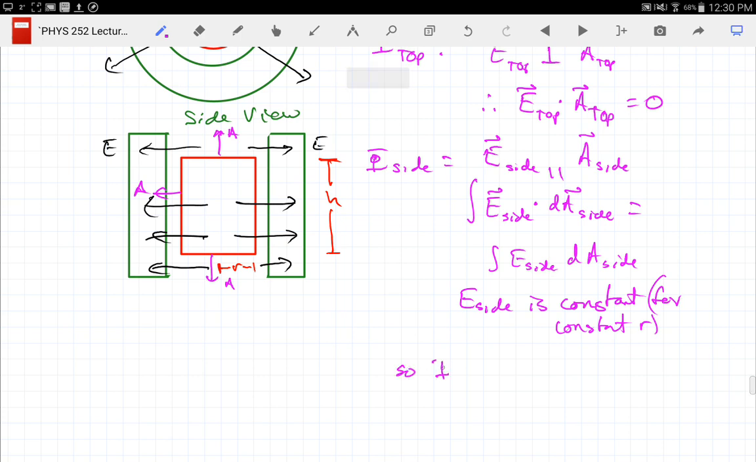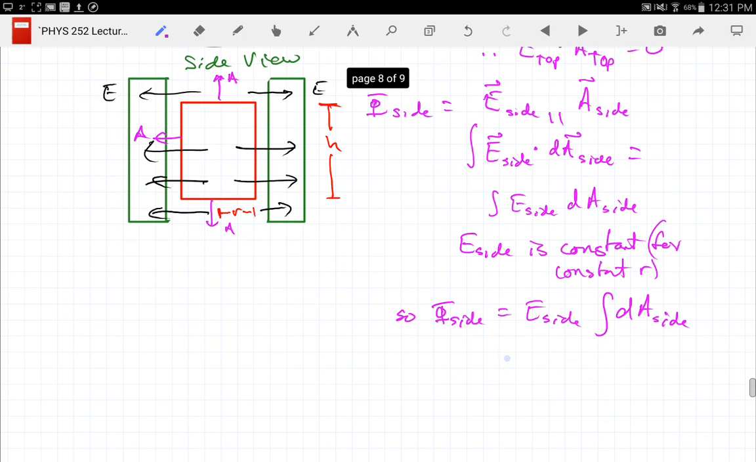So the flux of the side now becomes the electric field on the side multiplied by the integral of dA of the side. Everyone here knows enough calculus to know integral of dA is A. And so that's equal to the electric field on the side times the area of the side.